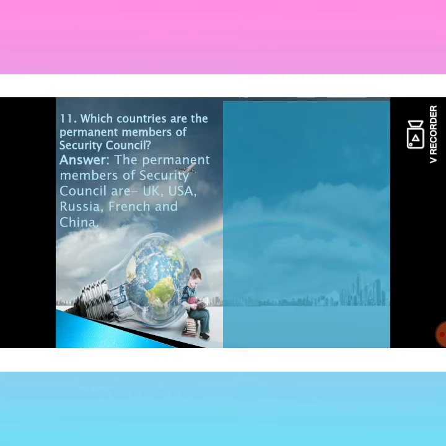Question number 11. Which countries are the permanent members of Security Council? The answer: the permanent members of Security Council are UK, USA, Russia, France, and China. 5 countries, you know. UK, that means United Kingdom, USA, United States of America, Russia, France, and China. Question number 12.